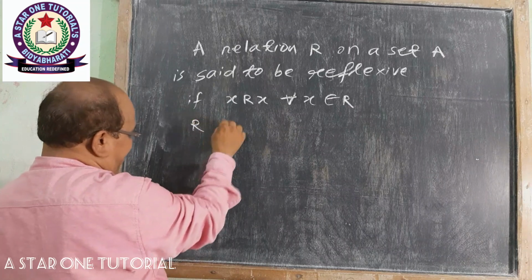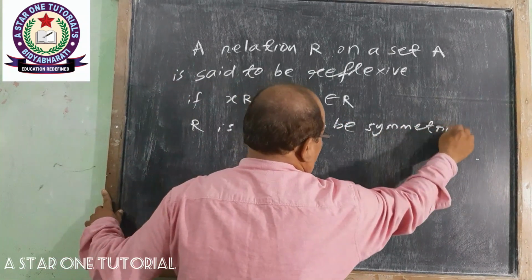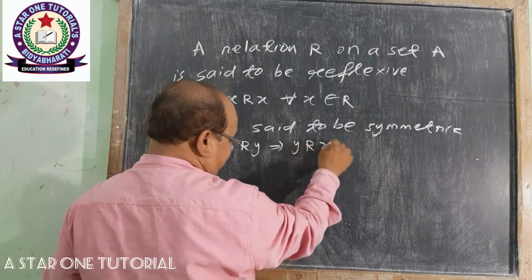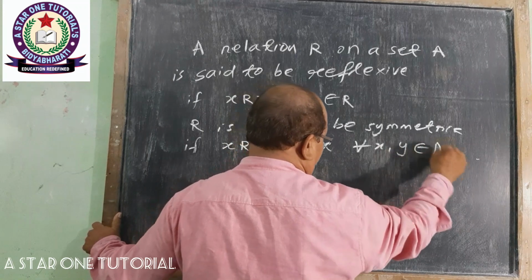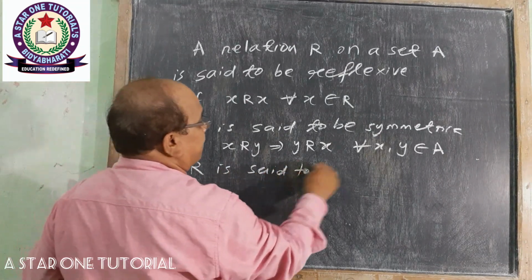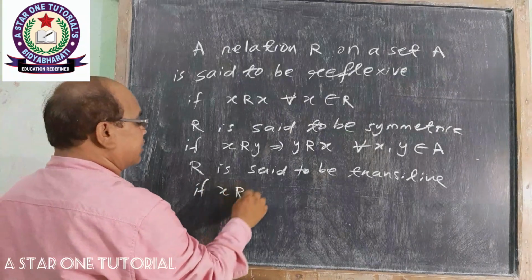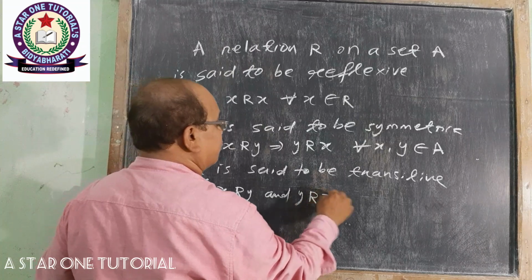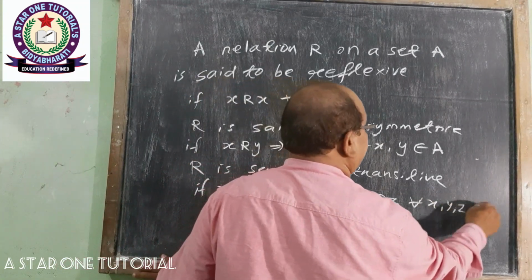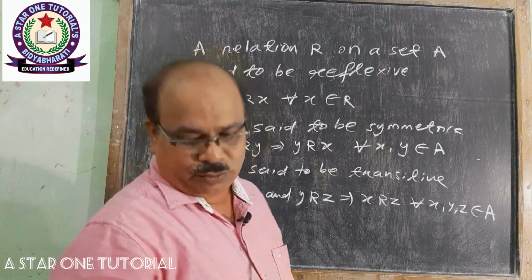R is said to be symmetric if x is related to y implies y is related to x for all x, y belong to the set A, and R is said to be transitive if x related to y and y related to z implies x related to z for all x, y, z belong to the set A. So these are the important facts which we will apply to solve the problems.